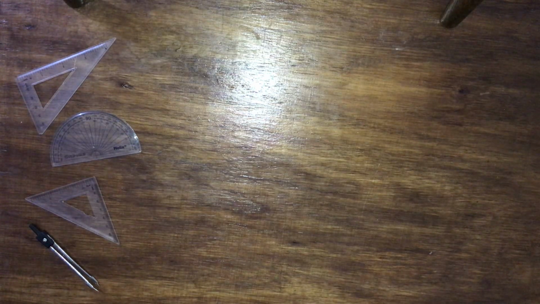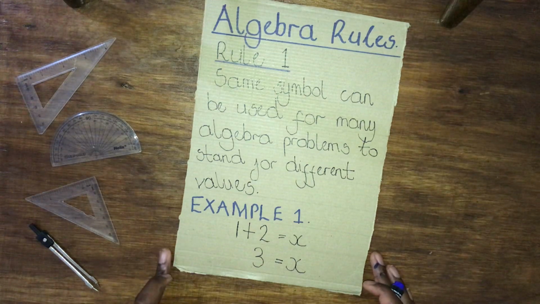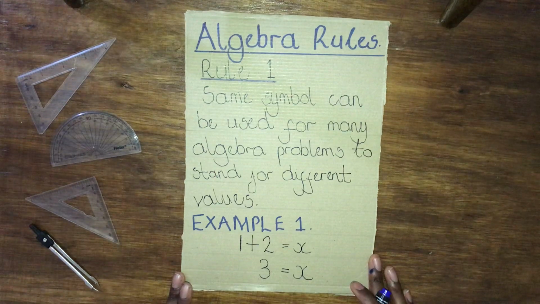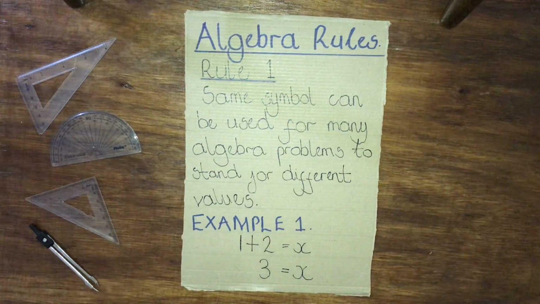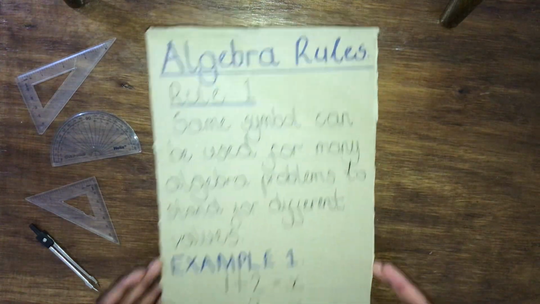Now, as is the rule of thumb with maths, there are some rules we have to follow. Algebra rules. Rule 1. The same symbol can be used for many algebra problems to stand for different values. Example 1. 1 plus 2 is equal to x. Therefore, 3 is equal to x. Very straightforward.